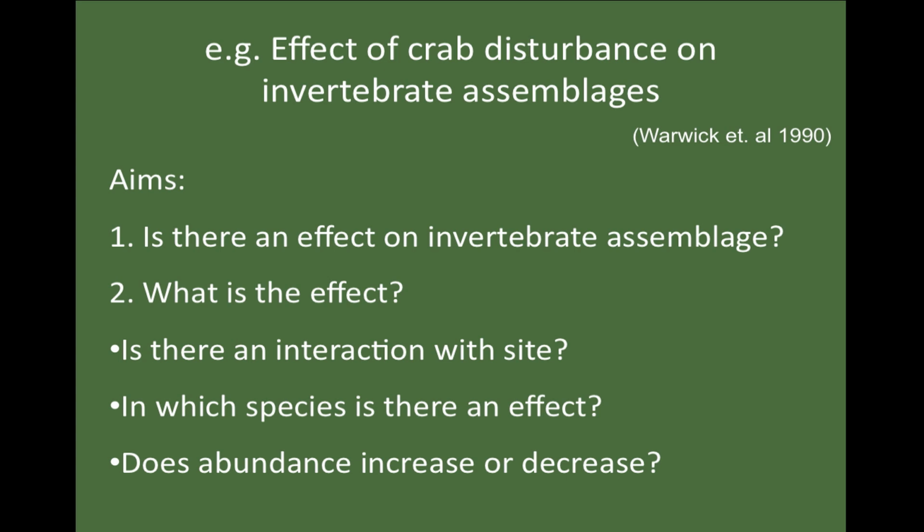So we'd like to use this matrix to answer questions like, is there an effect of crab disturbance on the invertebrate assemblage? And if there is an effect, what is it? So is there an interaction with sites? In which species is there an effect? Does abundance increase or decrease in species? So these are sort of secondary questions we might be interested in once we know that there is an effect.